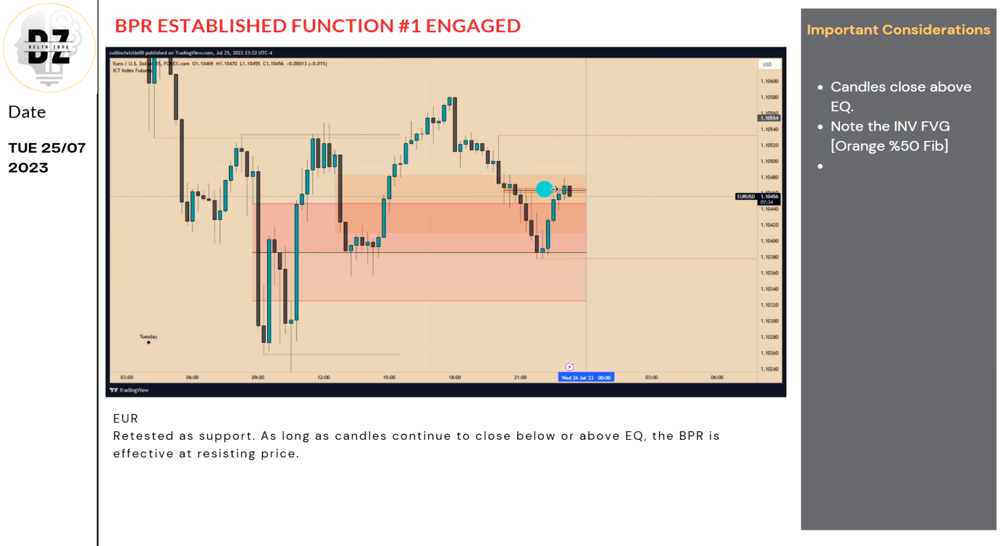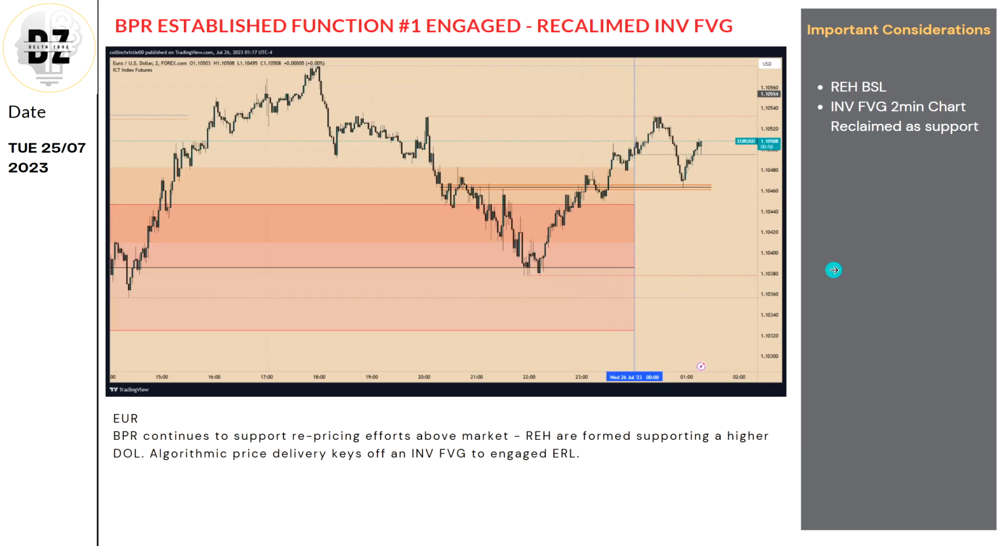Okay, take note of this orange shaded area. This is an inverted fair value gap on the 2 minutes. I noted it really early on during the day's trading, and we'll see later on how that becomes really quite relevant as the evening's trading progresses. So in this slide, we get to see a closer look at that inverted 2-minute fair value gap.